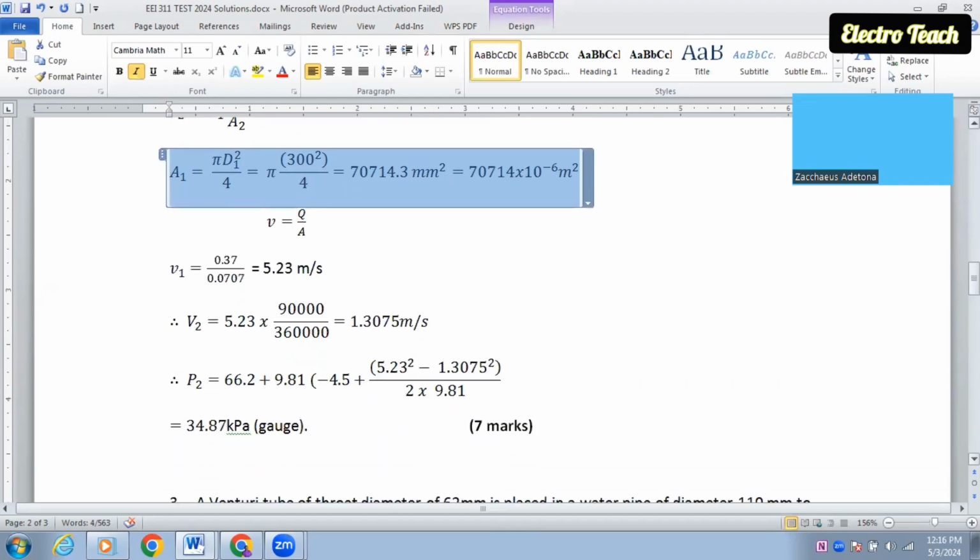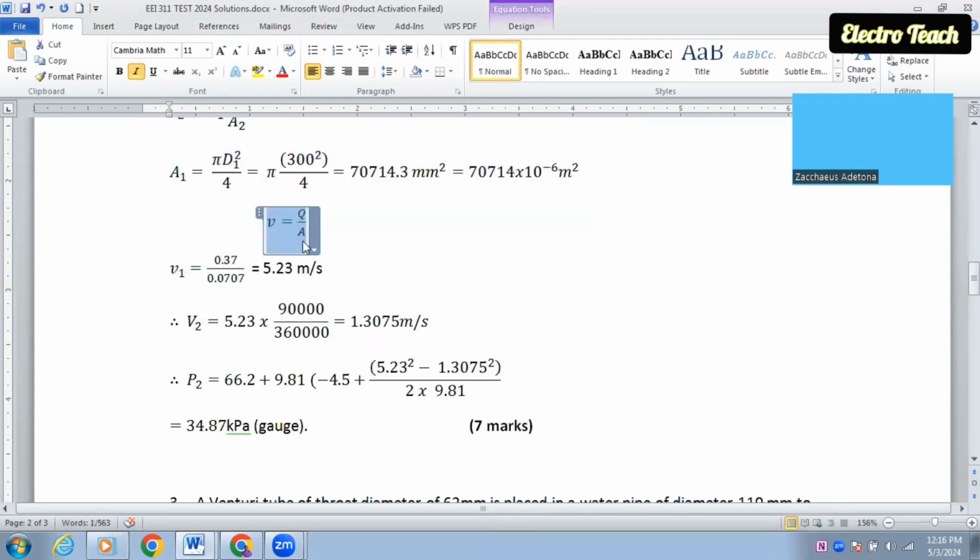Now, having got that, we can use the volumetric flow to determine the velocity when we have the area like this. So V1 is equal to Q. The formula is V equals Q over A. Thus, V1 equals 8.37 divided by 0.0707, and that is 5.23 meter per second.